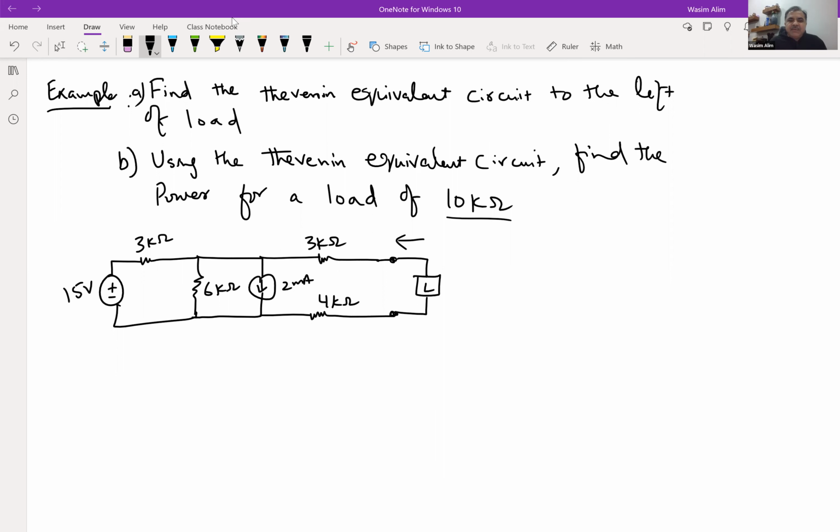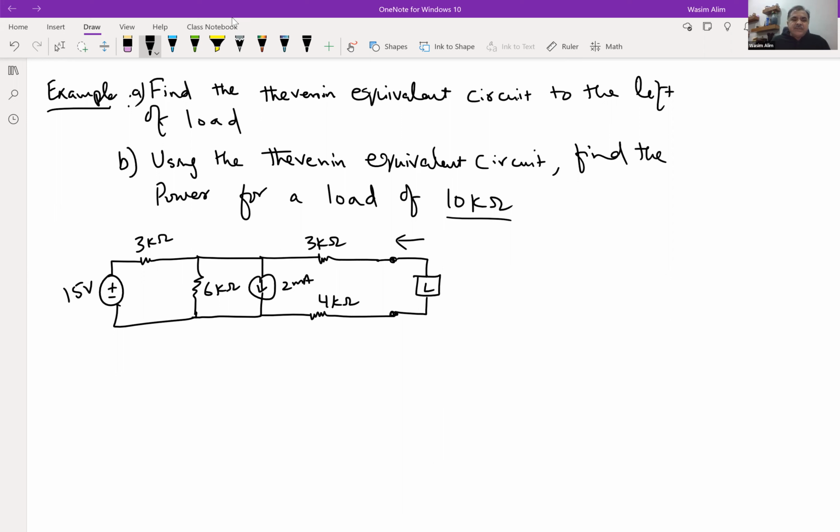The second approach is that I have a 2 milliampere current source connected in parallel with a 6 kilo ohm resistor. So I can also convert that one to a voltage source. Once I do that, I will have two voltage sources connected in series, and then I have all these resistors connected in series. So I can combine the resistors and I can combine the voltage sources. That's probably a shortcut, but either technique will take you to the same end result.